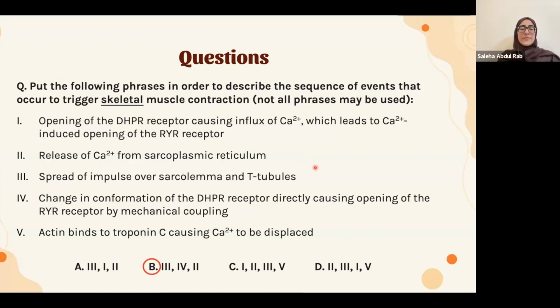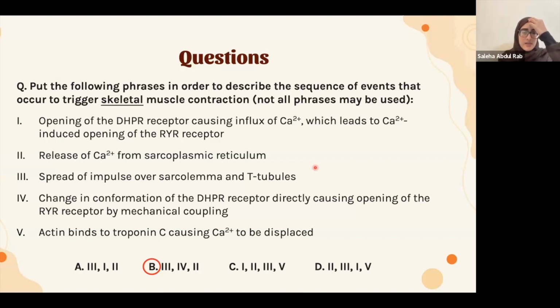The answer is B, correct. Let's go through it. So B starts with number 3. Number 3 is the spread of the impulse over the sarcolemma and the T tubules. That's the first thing that happens. The next is number 4, which is the change in conformation of the DHPR receptor, directly causing opening of the ryanodine receptor by mechanical coupling. Because remember, we're talking about skeletal muscle here. And the final one is number 2, which is release of calcium from the sarcoplasmic reticulum.